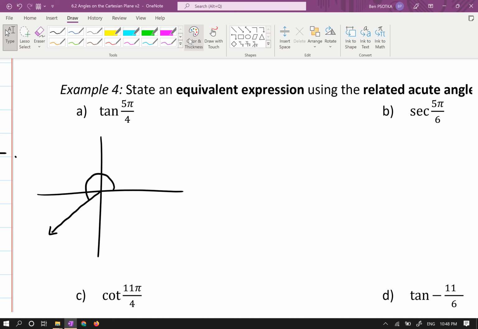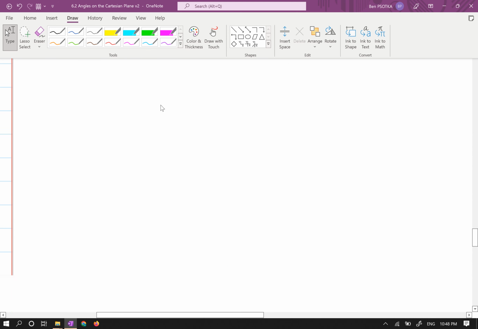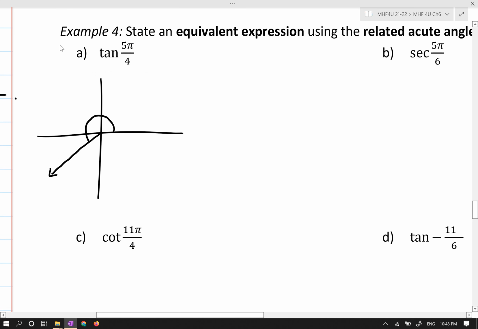Now we need to find our related acute angle. When we're working with our related acute angle, bear with me as I try to get the same colors as we used last time. We'll use orange for our related acute angle. Fantastic. So if I have 5 pi over 4, I'll label that in here, then if I'm working here in quadrant 3, my related acute angle lies somewhere like this. That means half of one circle, which is pi radians, plus my related acute angle will equal 5 pi over 4.